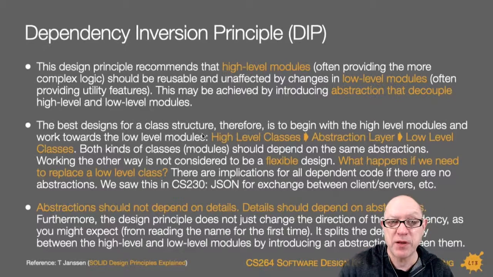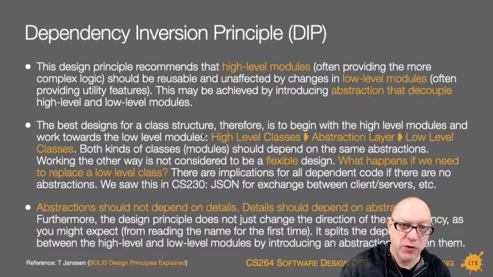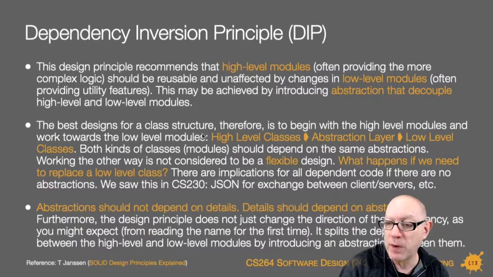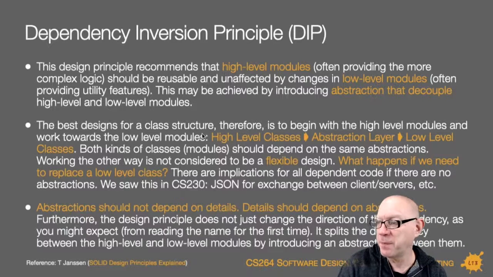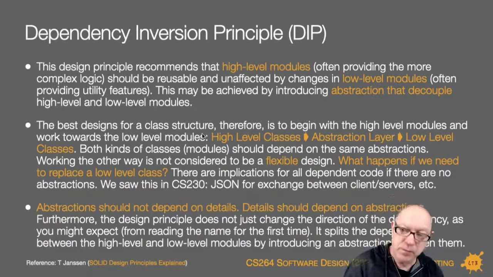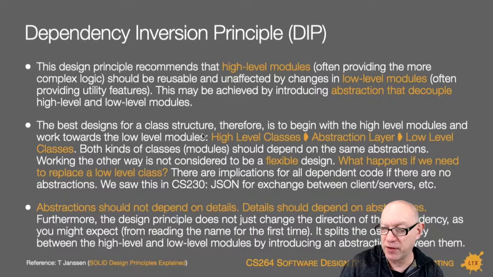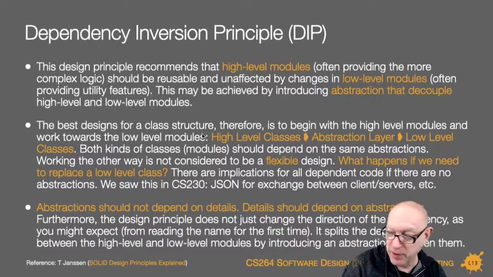But if you think about my previous history, when I was building hardware and trying to control that hardware, I didn't need flexibility. There was no flexibility. It had to work in a particular way. So it was okay to do it that way. But what happens if we need to replace a low-level class? Let's say I've replaced a chip or something. Then, well, I would just have to get in there and write new assembly language. So that's how it works. But anyway, if we want to replace low-level classes, there are implications for all of the dependent code if there's no abstraction. Okay, and we saw that in CS230.